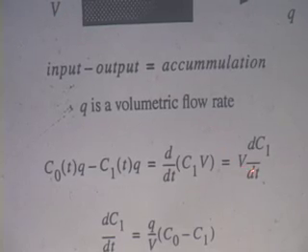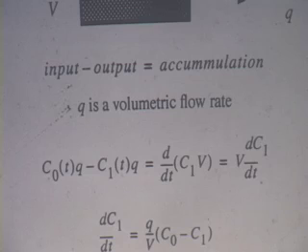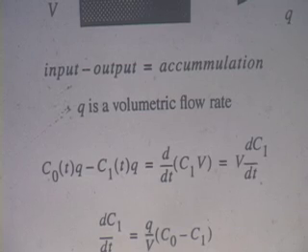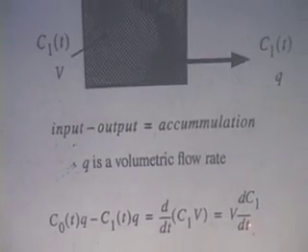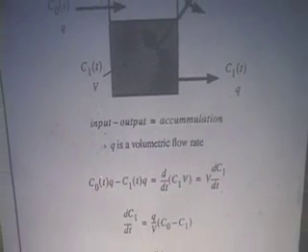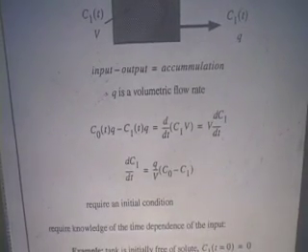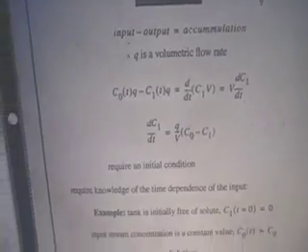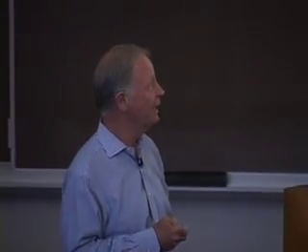Since V is a constant, I can take it out. C1 is the dependent variable. It is the variable that we're searching for to solve. T is the independent variable. C0 of T will typically be specified. Q will be specified, and V will be specified. And knowing those, we can integrate this equation to compute C1 of T.